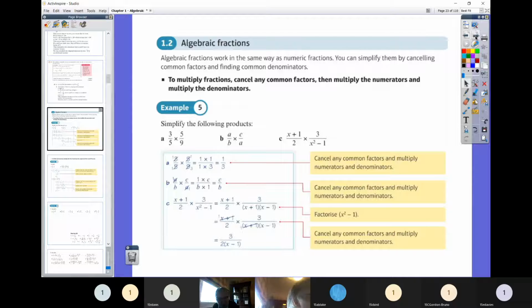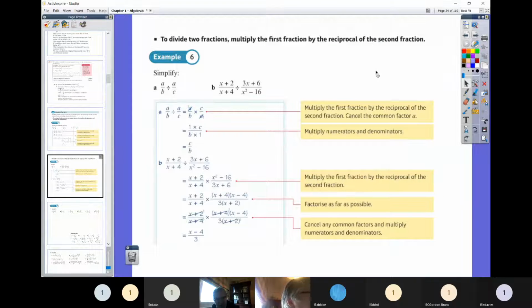Okay, and example 6, just to remind you when it clicks through, remember when you're dividing fractions, the first fraction remains the same. You change it from a division to a multiplication, and you flip the second fraction over. So taking that example, a over b divided by a over c, you just turn it into a times sign and flip the second one over, so it becomes c over a. And in example b, you can see in the solution there, the x squared minus 16 goes to the top, the 3x plus 6 goes to the bottom, change it to a times sign, factorize, and just sort of cross multiply and cancel out.